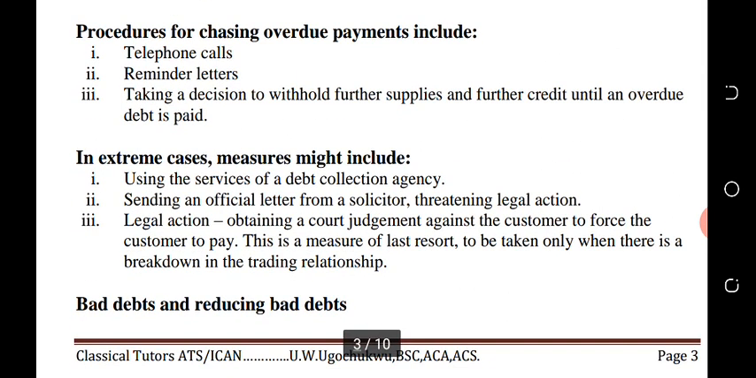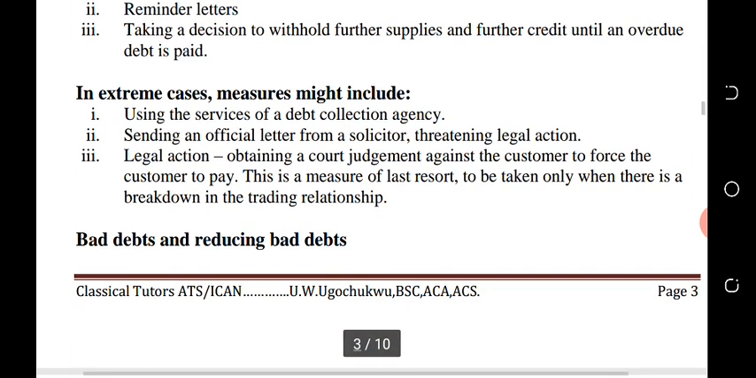In extreme cases, measures might be taken. After taking these minor or usual procedures for chasing overdue payments, if they still do not pay their account, you can go beyond this. These are extreme cases. One, using the services of a debt collection agency. By selling your debtor to a debt collection agency, a finance house, you sell your debtor to them.